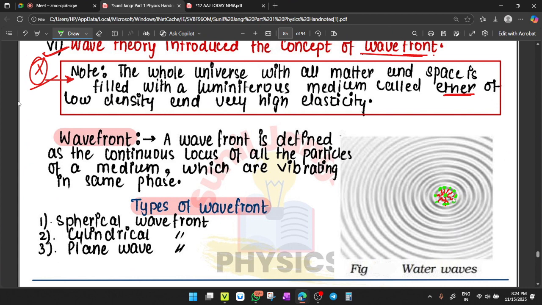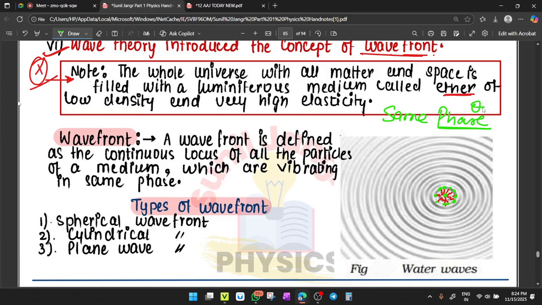Are these particles dancing in the same manner or a different manner? Exactly. As the disturbance reaches at the same time, at the same distance, they all have to dance in the same manner. Yes or no? So they have to vibrate in the same manner, and this same manner is called same phase in physics. Clear or not clear? Same phase.